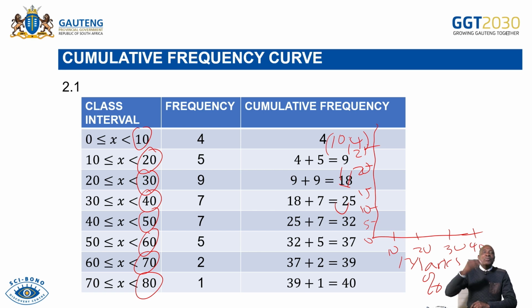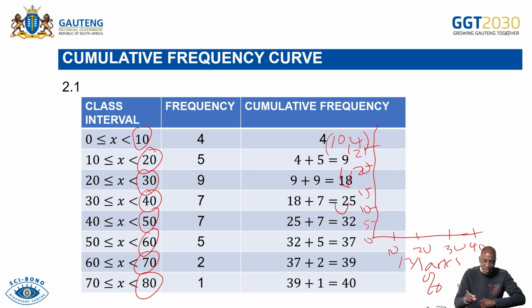Because we're saying up to 10, we did not say up to 0. We said up to 10, there are 4. Up to 20, there are 9. Up to 30, we are using the upper boundaries. That is very, very fundamental as you draw this cumulative frequency curve. So your first point should be 10 as an upper boundary and a 4.